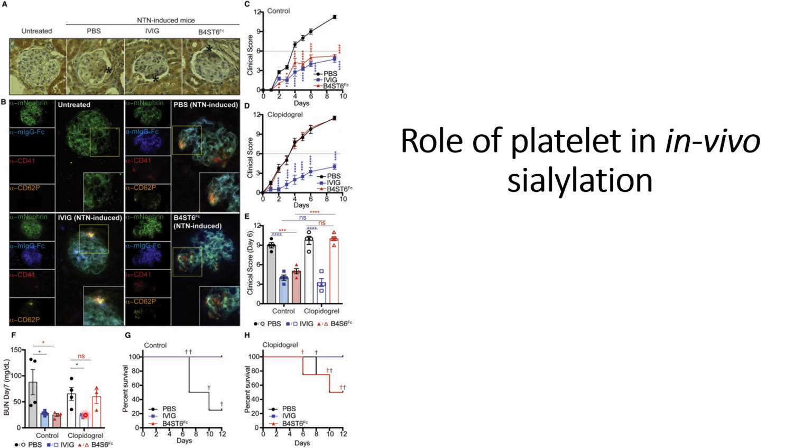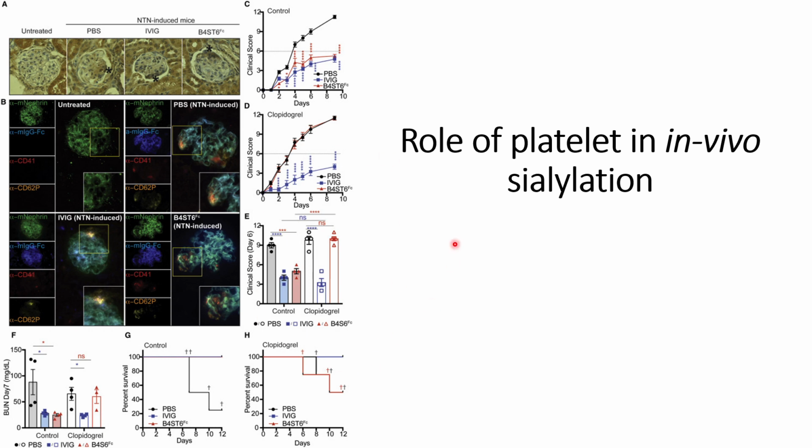And these things are reflected in panel F also, where we can see that BUN levels are lower for clopidogrel treated mice that are treated with IVIG, whereas they are higher for clopidogrel treated mice treated with B4ST6FC. And these things are finally reflected in the percent survival also, where we can see that percent survival is lowest for the PBS and B4ST6FC, whereas it is higher for the mice treated with IVIG in the clopidogrel treated mice, where the platelets are deactivated.